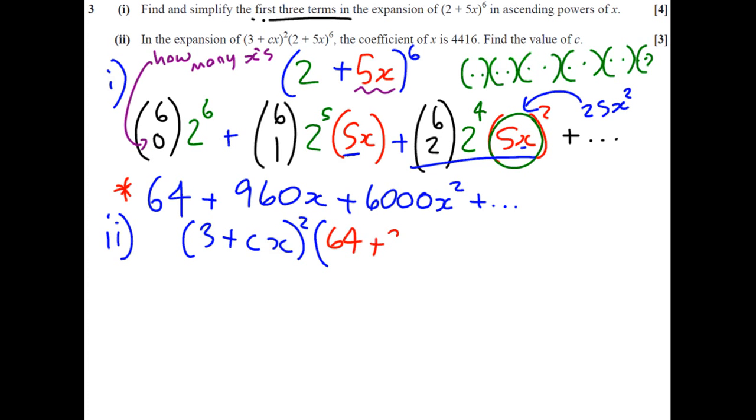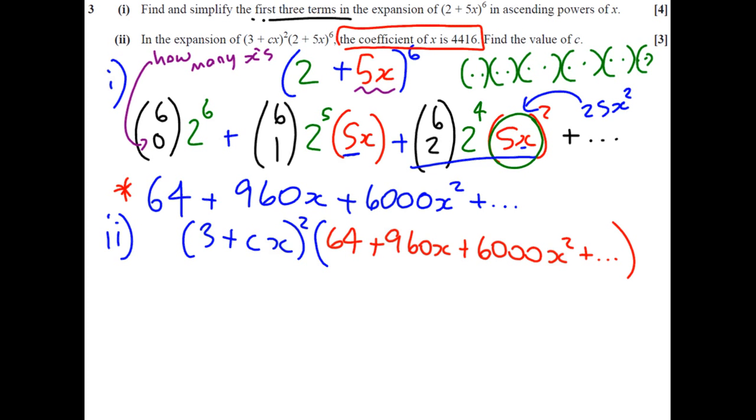64 plus 960x plus 6,000 x squared plus some other stuff. You'd be going x cubed, x to 4, etc., up to x to the power of 6. Now the question is asking for the coefficient of x. It's talking about the coefficient of your x term. You do not have to make extra work for yourself in this question.